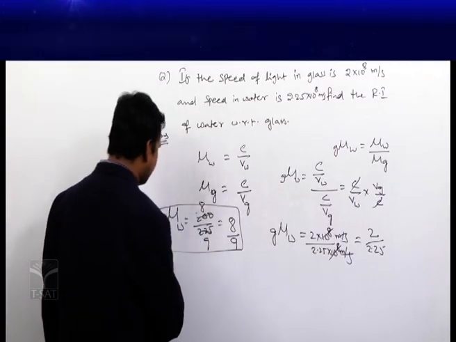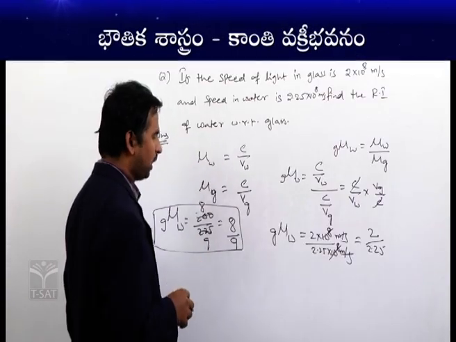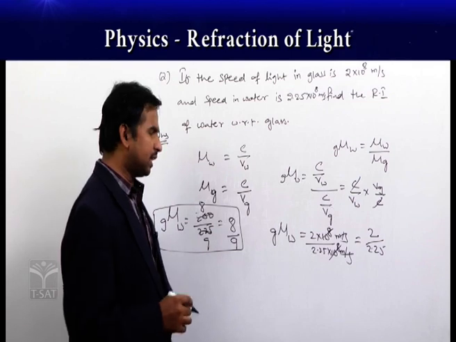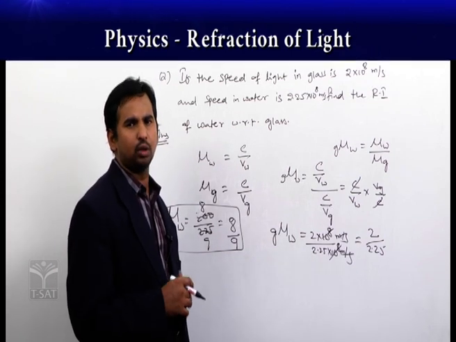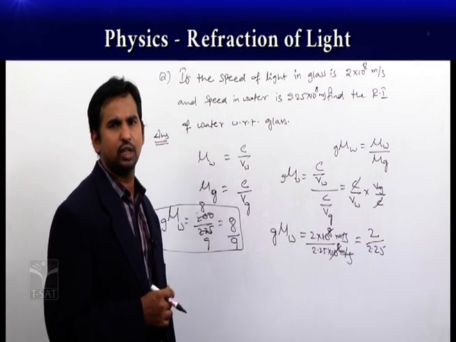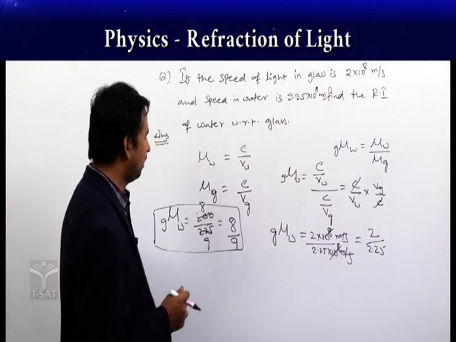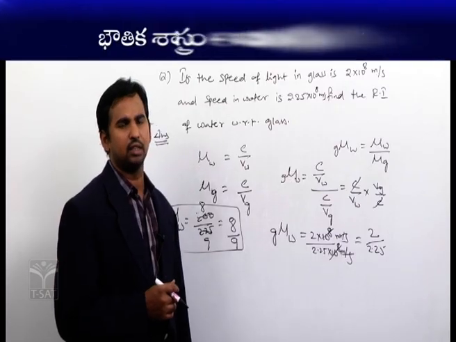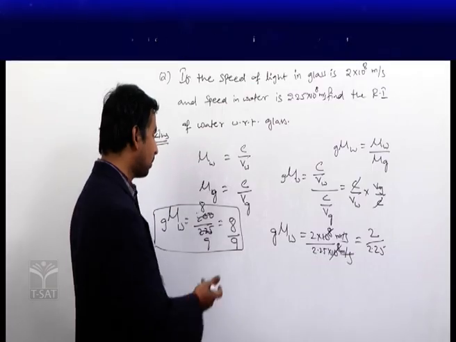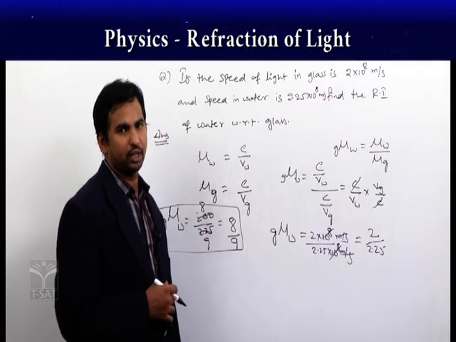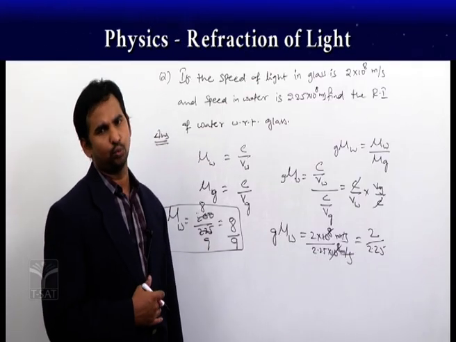If you observe, the refractive index value is less than 1. This indicates that when compared to the water, the glass refractive index is more, because glass is a denser medium, whereas water is acting like a rarer medium here. That's why, when compared, we are getting a value less than 1.